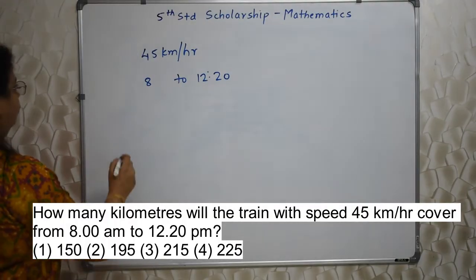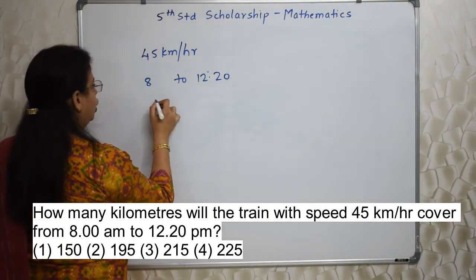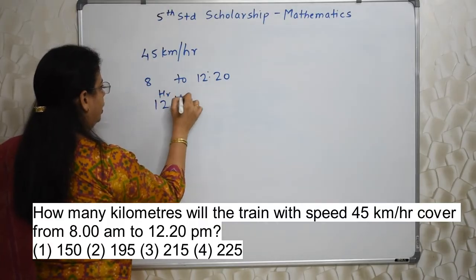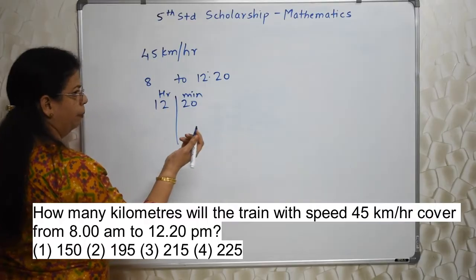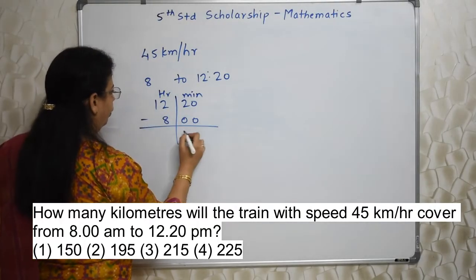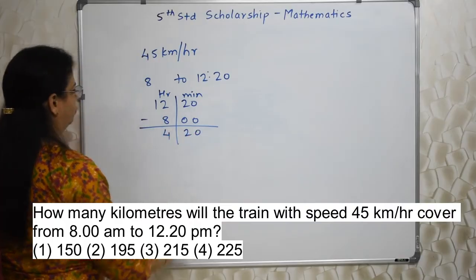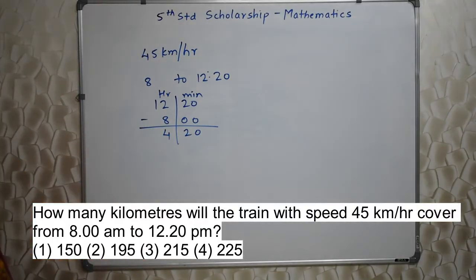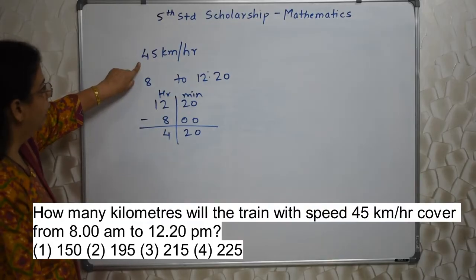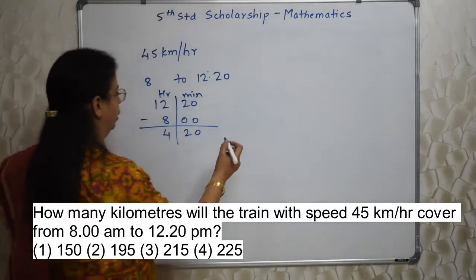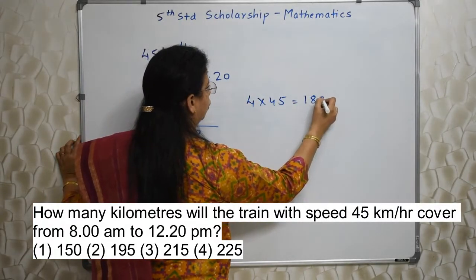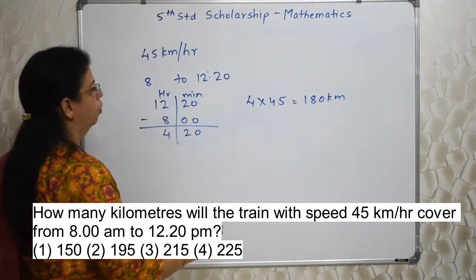How to find out how much is the time span? You can do subtraction like that, hours, minutes, or you can count simply with the help of fingers, no problem. If you are confident enough, you can go ahead. Otherwise, you have to do like this: 4 hours 20 minutes. 4 hours is very easy to find out. In 1 hour 45 kilometers, so in 4 hours how much? So 4 into 45, that is 180. 180 kilometers in 4 hours.